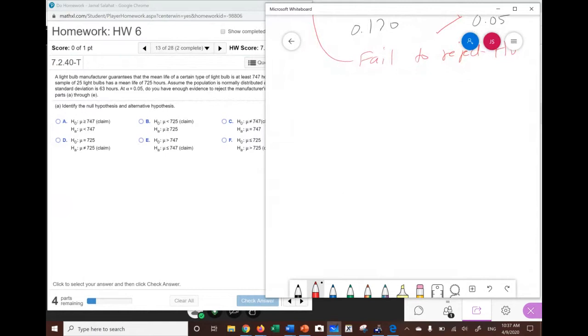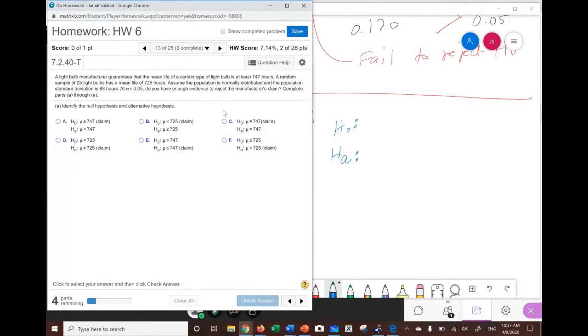The problem after that is number 13. In number 13, it says a light bulb. So again, we're going to work with two hypotheses in here. One of them is going to be H naught, and one of them is going to be HA. And we don't know what the problem is talking about, so let's go back and read the problem.